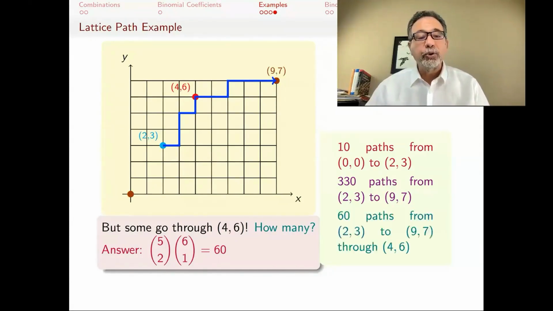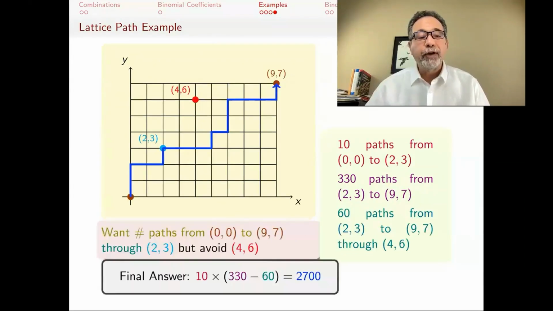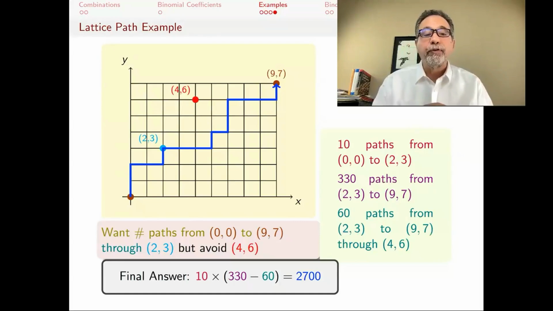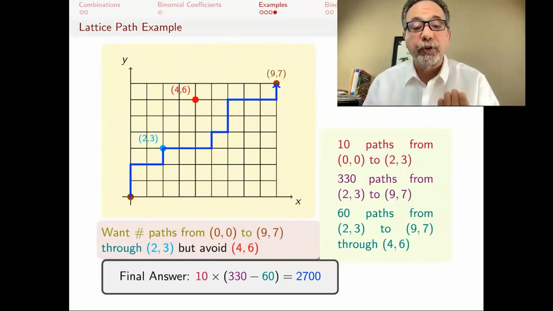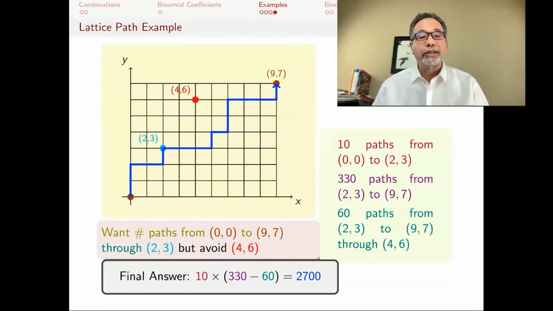Let's record that also. So what's our final answer? The final answer is going to be 2,700. I took 10 and multiplied it by 270, which is the number of ways of going from (2,3) to (9,7), but avoiding (4,6). And so the final answer is 2,700.